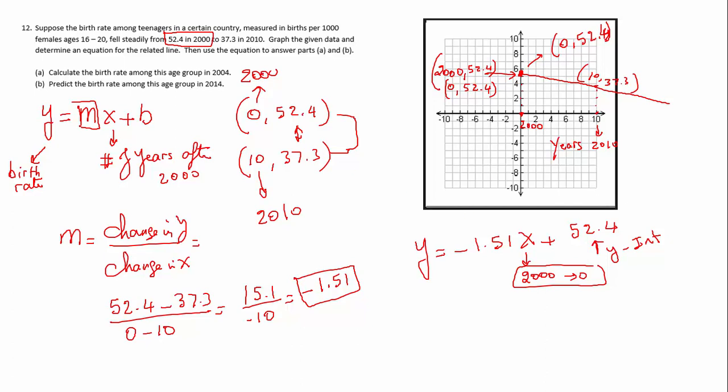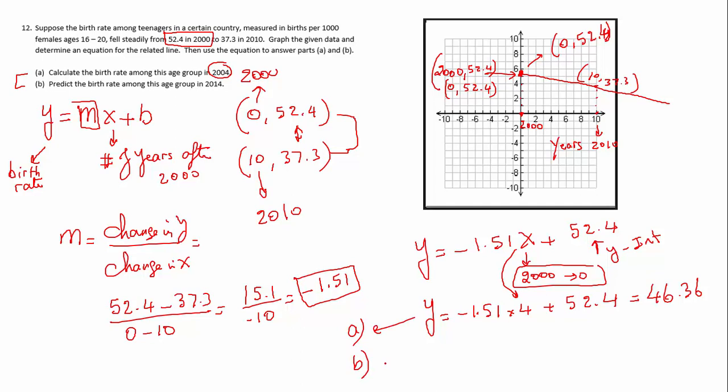So now we can answer part A and part B. If x starts at 2000 as 0, then for 2004, x would be 4. So let's find y when x equals 4. All we need to do is substitute 4 for x to get the birth rate among this age group in 2004. If you do the math, you multiply negative 1.51 times 4 and then add 52.4. You should get 46.36. So this is part A.